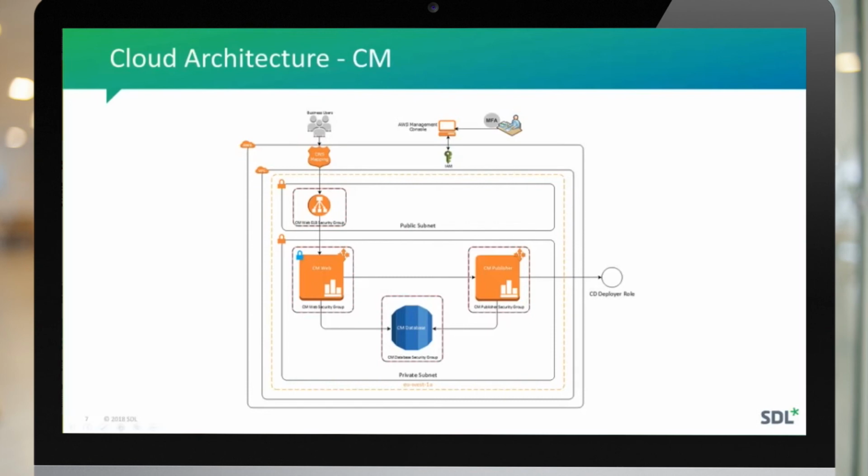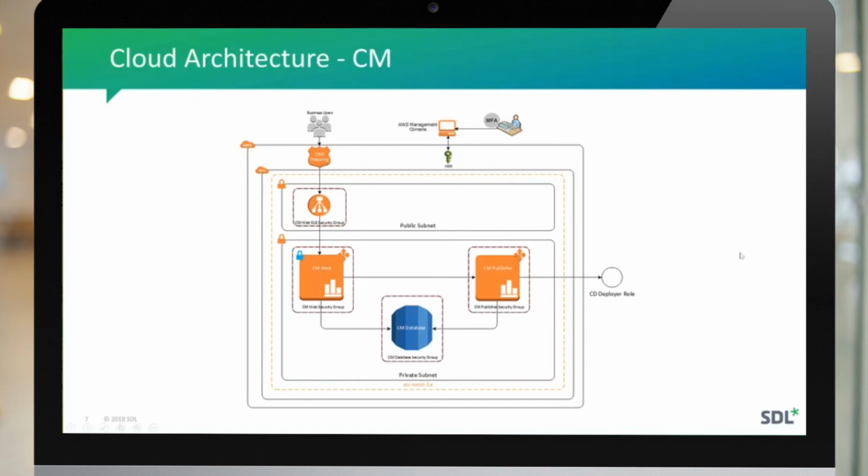Here you can see for the CM side we have two roles. One is the CM web role, which is basically the UI, and the other is the CM publisher, which does all the publishing. These two roles are a set of servers that can scale based on demand. And of course, there's the database, and the publisher talks to the CD deployer to publish the packages. Moving on to the next slide.